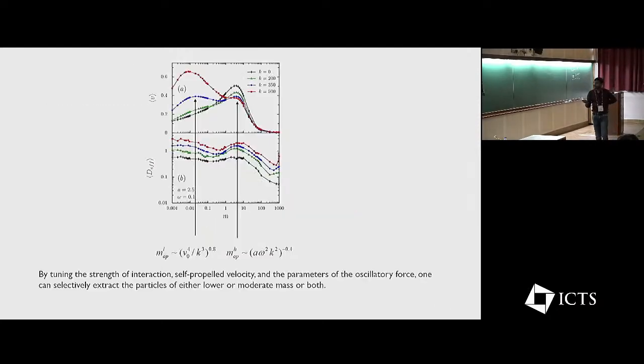So this is the final conclusion. When there is no interaction, we get this black curve, a single peak. When we switch on the interaction, we get the bimodal pattern. So what does it mean? We can separate out particles depending upon the mass values. These are the empirical relations that determine the position of the mass values, and we can separate out particles by tuning these parameters.